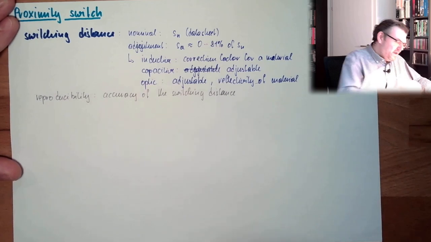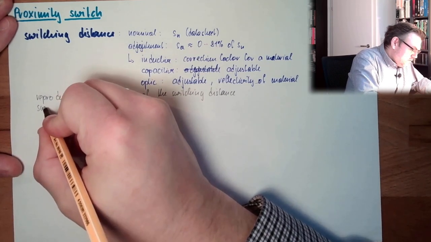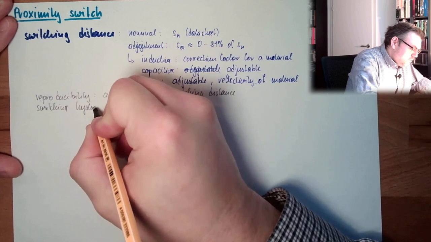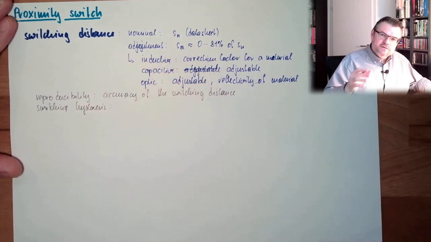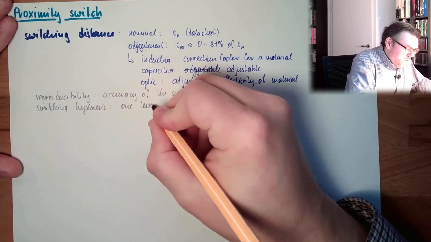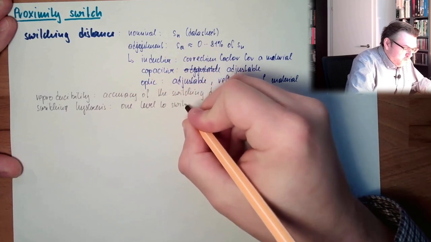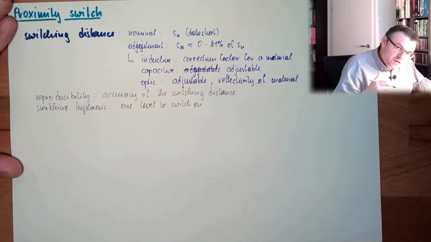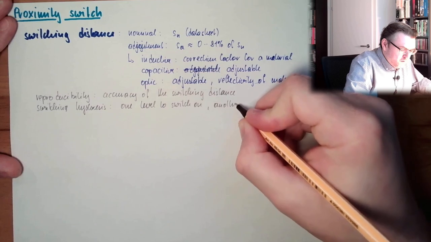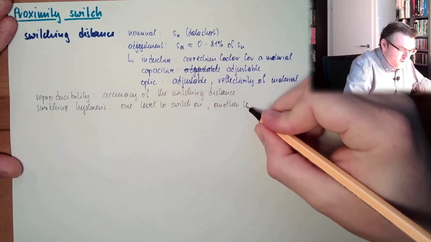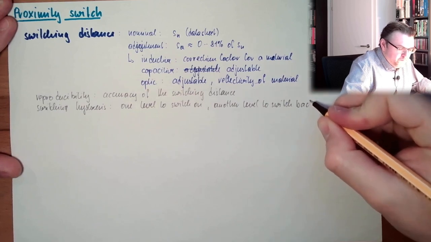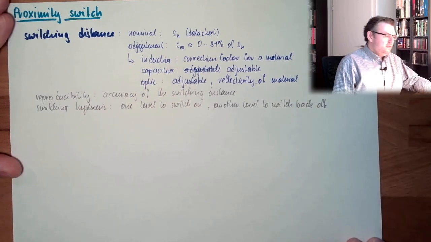Then we usually have a switching hysteresis. The switching hysteresis is that you have one level to switch on, where you usually have to get closer, and then a little bit further away, another level to switch back off. Okay, this is switching hysteresis.